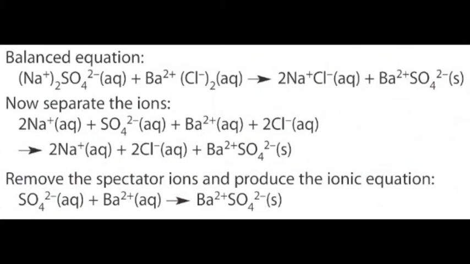Sodium ions plus sulfate ions plus barium ions plus chloride ions goes to sodium ions and chloride ions and barium sulfate. Remove the spectator ions and produce the ionic equation. Sulfate ions plus barium ions goes to barium sulfate.